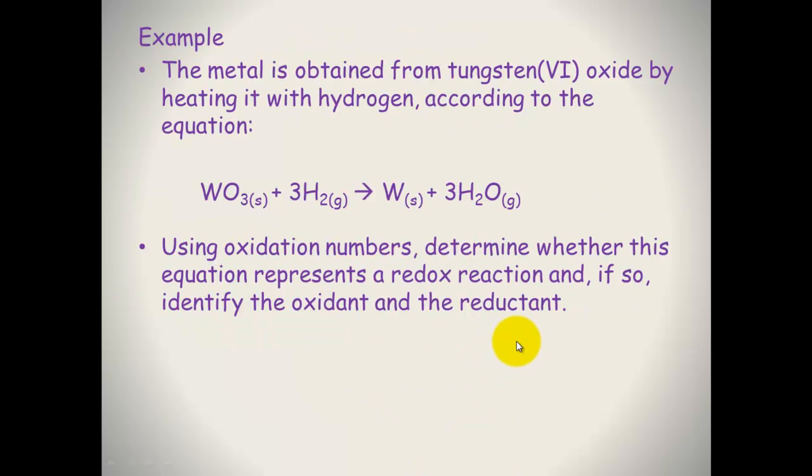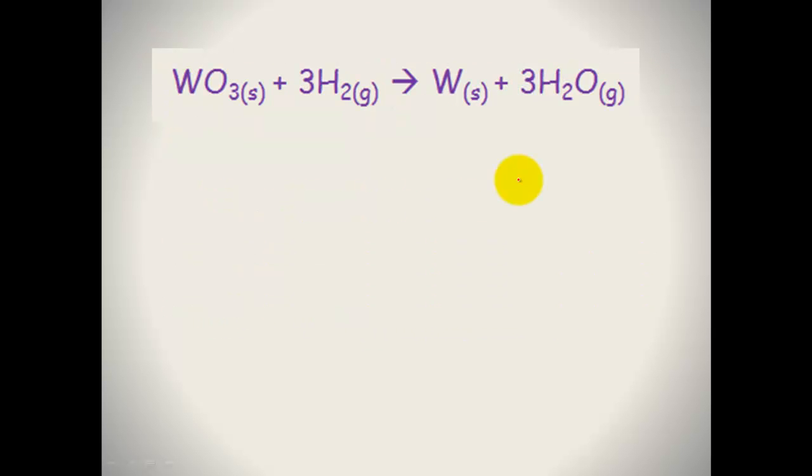Okay, here's a good example question which is from the very start of the video. The metal is obtained from tungsten oxide by heating it with hydrogen gas according to the equation as shown here. Using oxidation numbers, determine whether this equation represents a redox reaction, and if so, identify the oxidant and the reductant. Okay, the first thing you need to do is assign oxidation numbers. It's exactly what we've been doing.